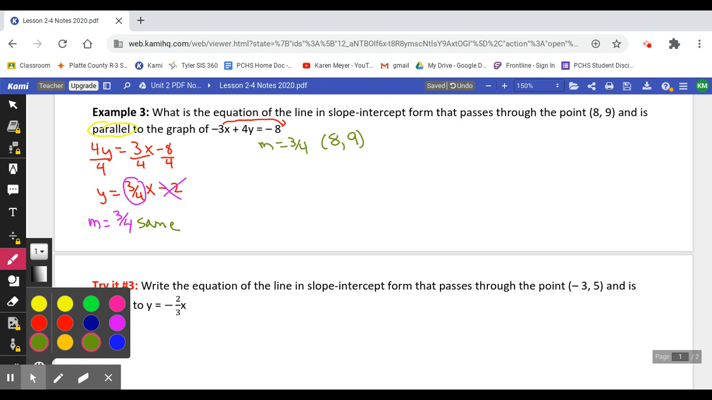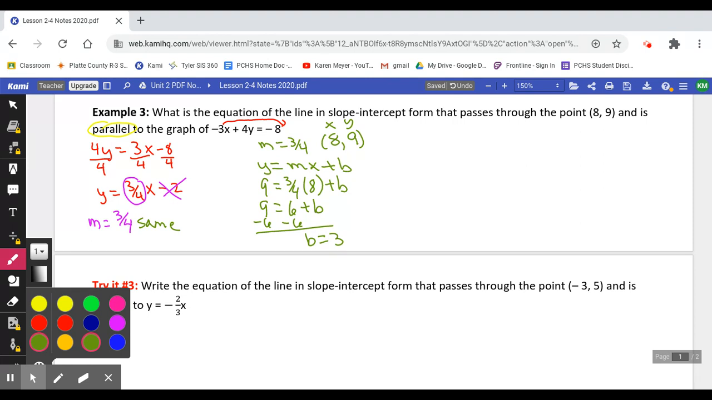Now we're going to write the equation in slope-intercept form. So remember, slope-intercept form is y equals mx plus b. And remember, 8 is in the x spot, and 9 is in the y spot. And then what you're going to do is plug in everything except for the letter b. So for y, you're going to say 9 equals slope, which is 3/4, times x, which is 8, plus b. So 3/4 times 8 is 6, plus b. Subtract 6 on both sides. So we get b to equal 3.